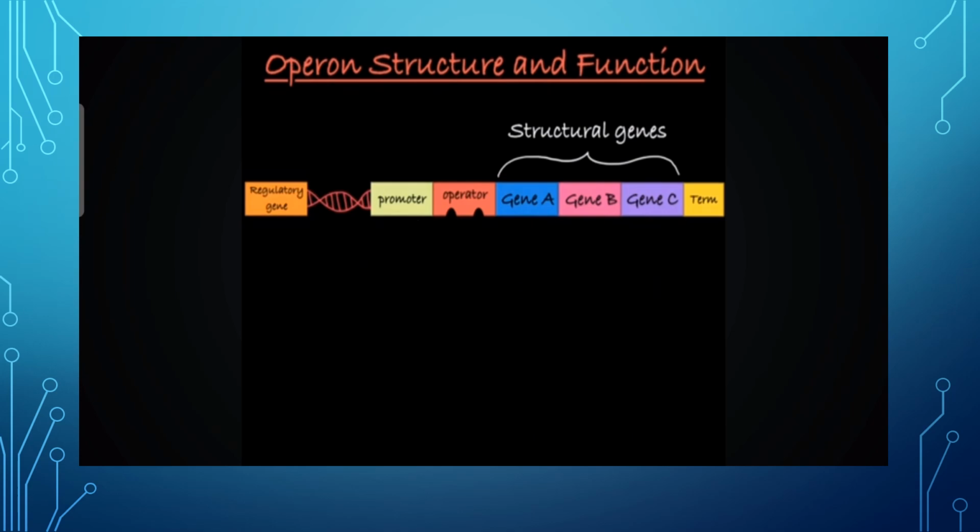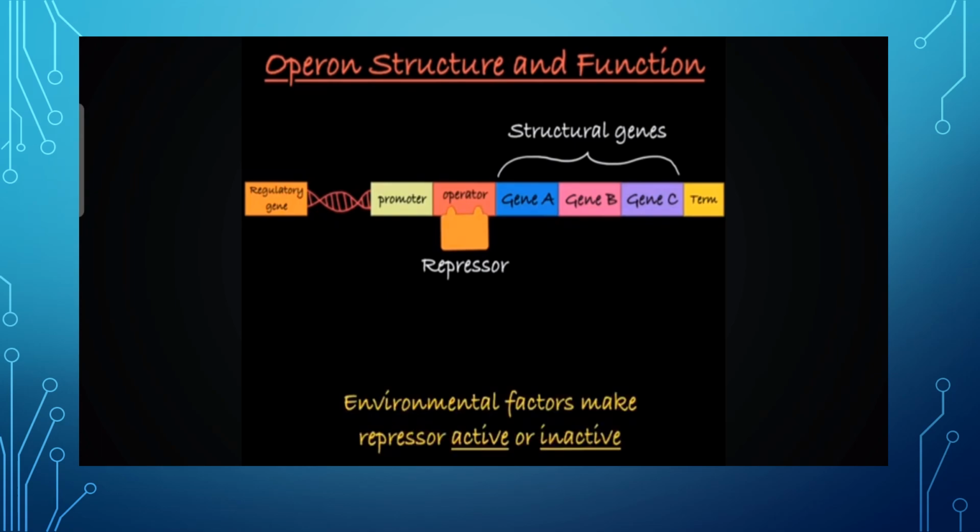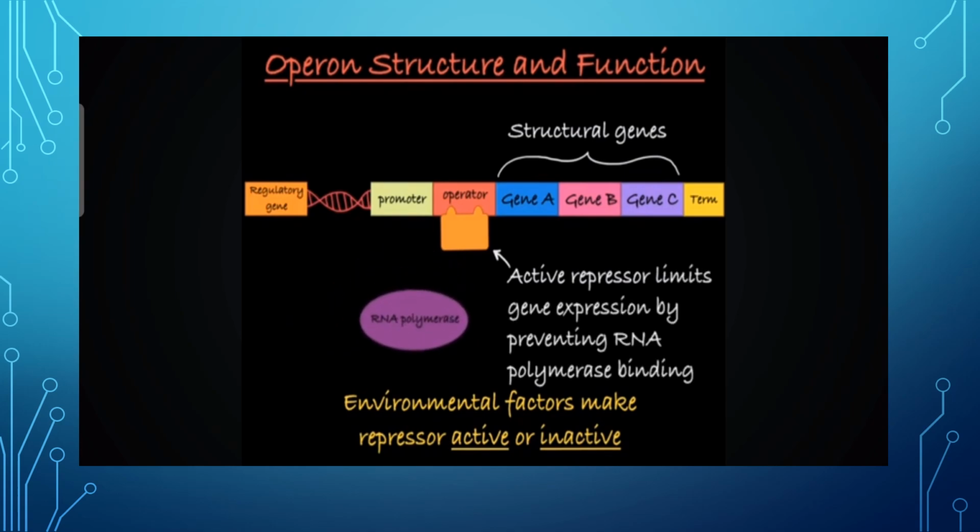And then you have this regulatory gene. This gene encodes a repressor. As you can see, this repressor has a DNA binding domain, and this domain fits onto the operon's operator perfectly. Environmental factors can interact with the repressor to make it active or inactive. When the repressor is active, it will bind to the operator. When it binds, it can prevent RNA polymerase from binding to the promoter and transcribing the genes, effectively limiting structural gene expression.